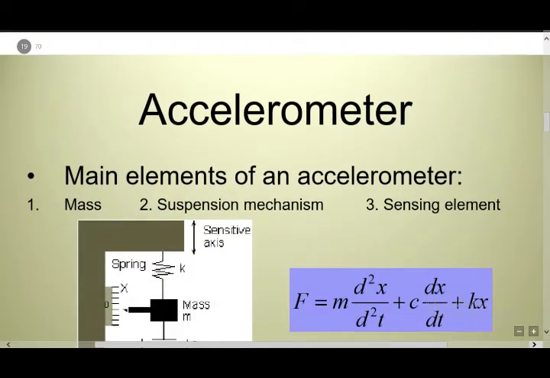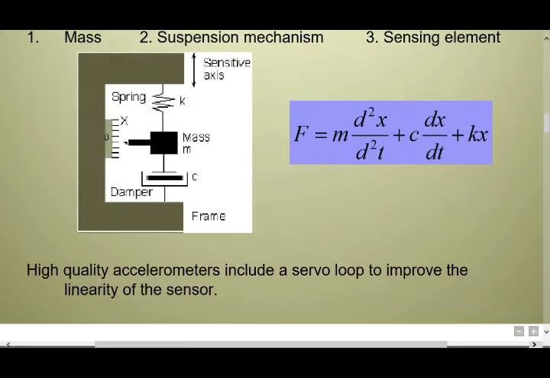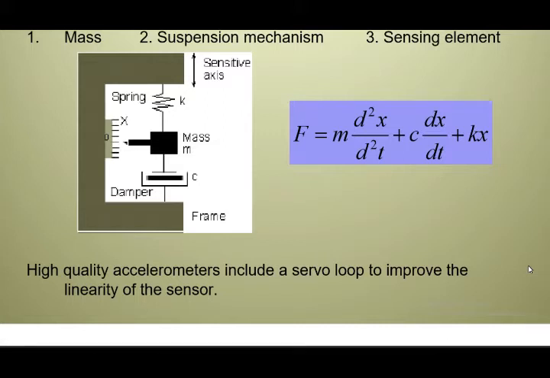Accelerometer: the main elements of an accelerometer are mass, suspension mechanism, and sensing element. In this figure you observe the spring with spring constant, the mass, damper, frame, and sensitive axis. F is equal to m d squared x by d t squared plus c dx by dt plus kx. High quality accelerometers include a servo loop to improve the linearity of the sensor.